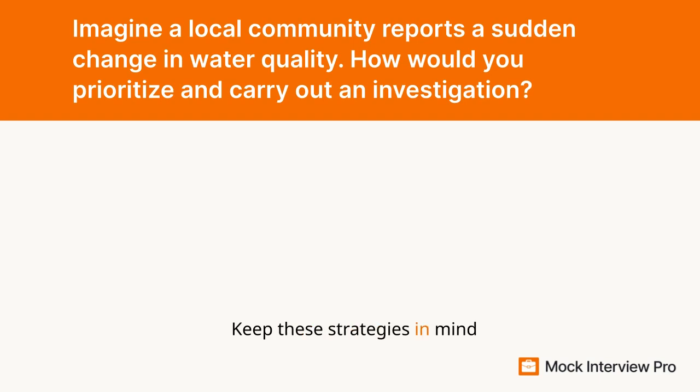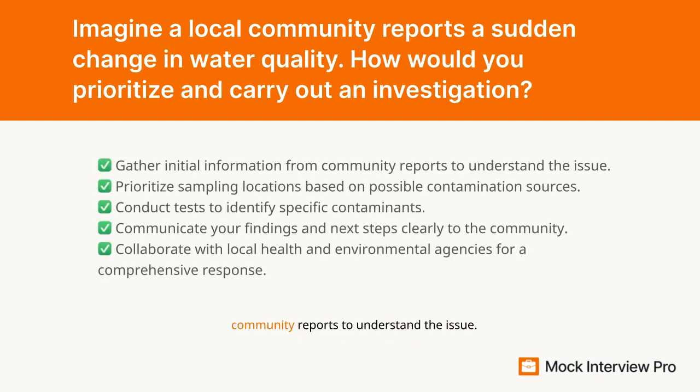Keep these strategies in mind when shaping your response. Gather initial information from community reports to understand the issue. Prioritize sampling locations based on possible contamination sources. Conduct tests to identify specific contaminants. Communicate your findings and next steps clearly to the community. Collaborate with local health and environmental agencies for a comprehensive response.